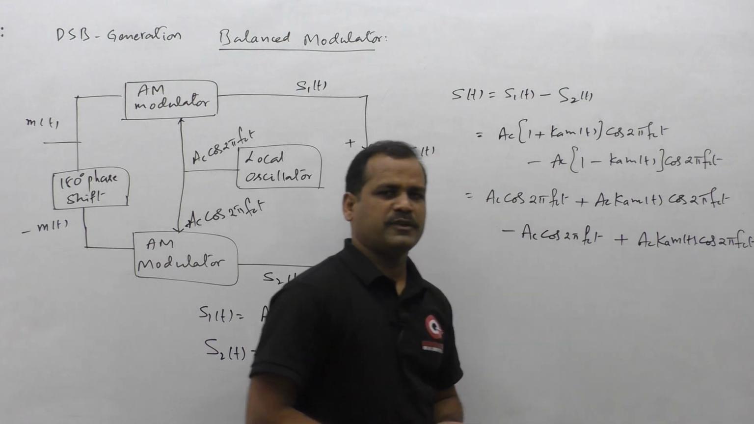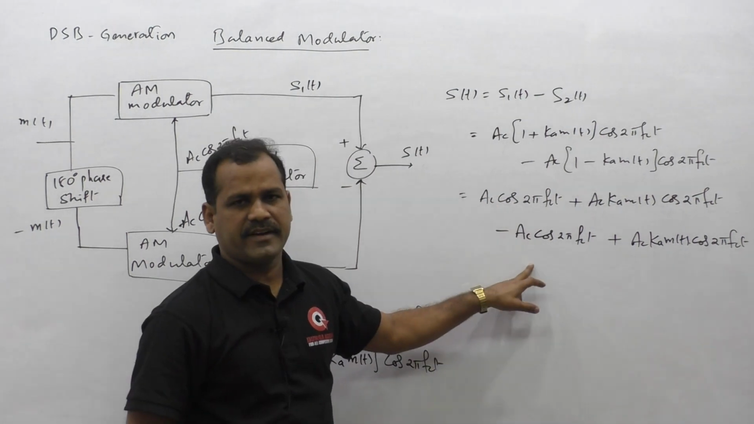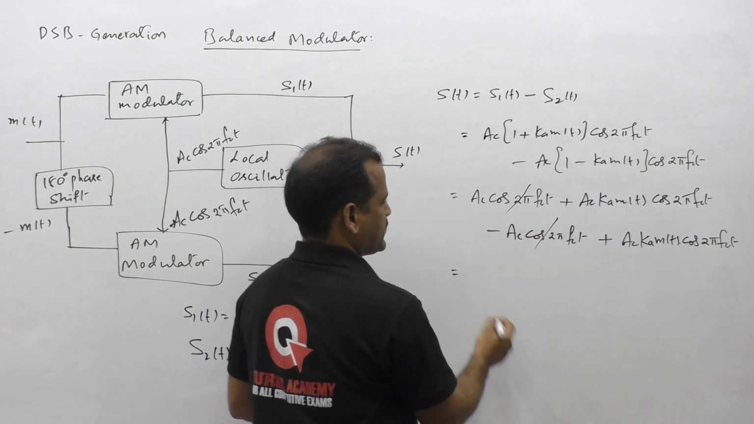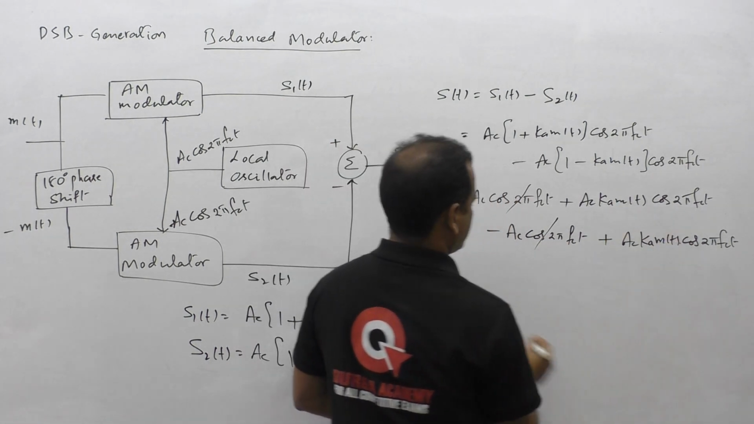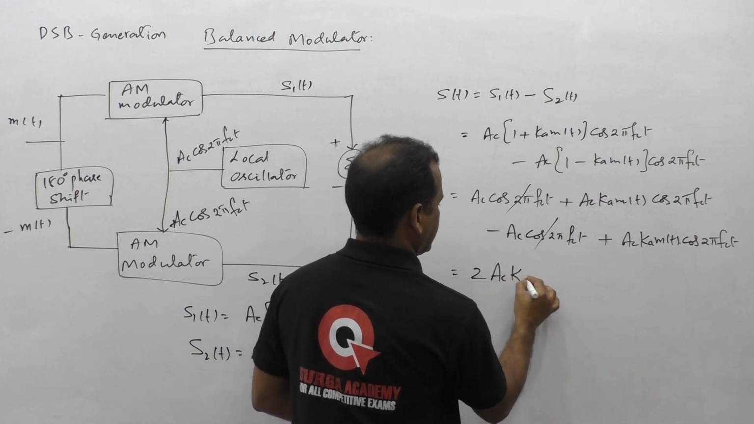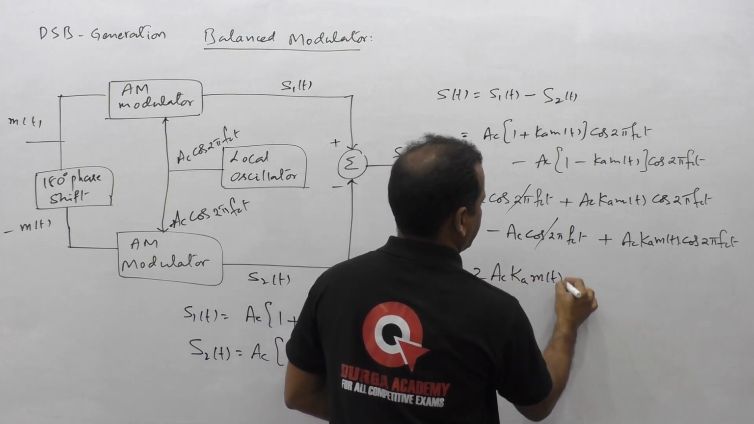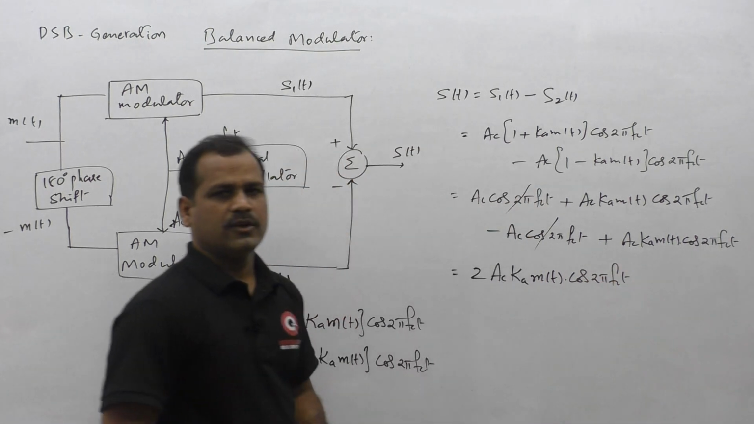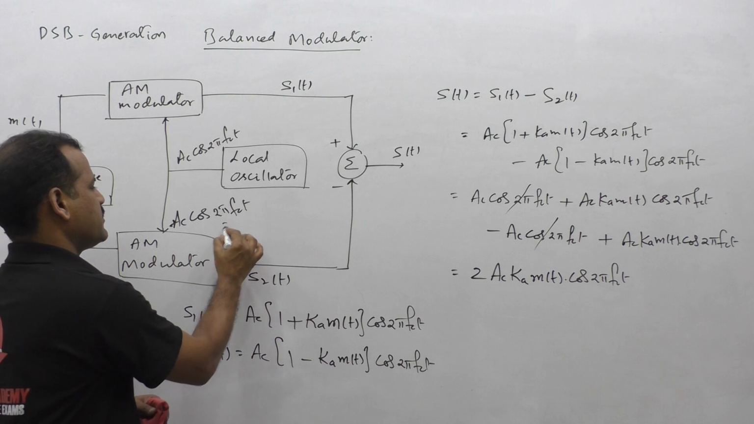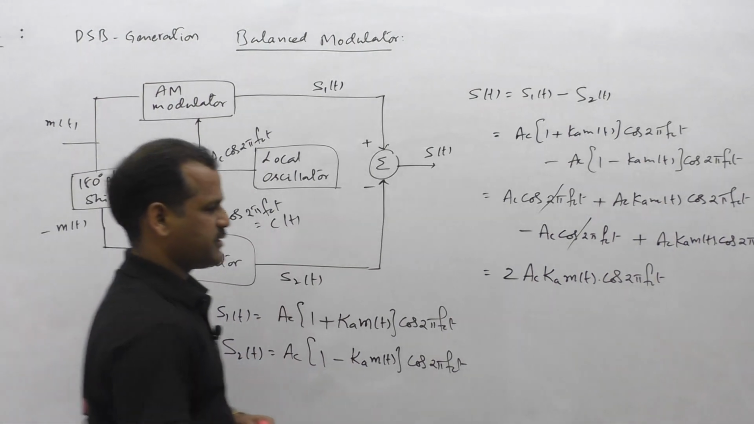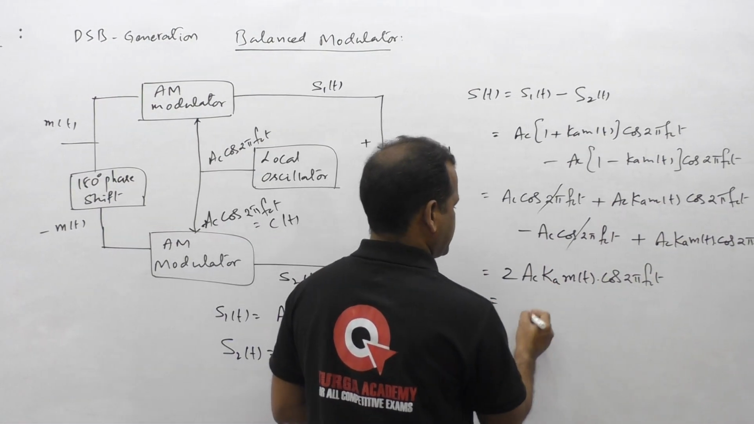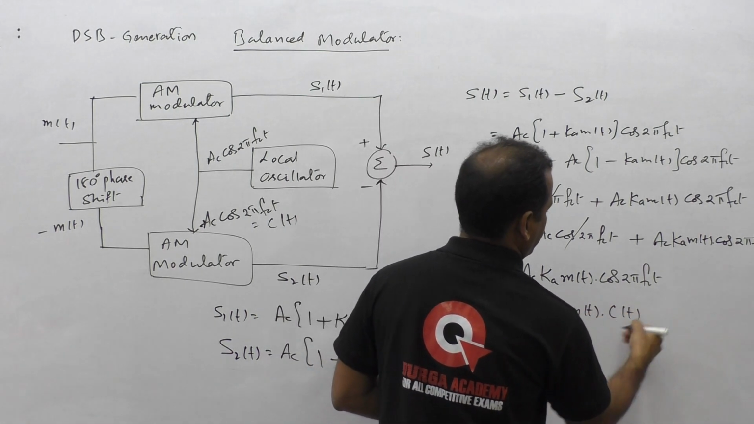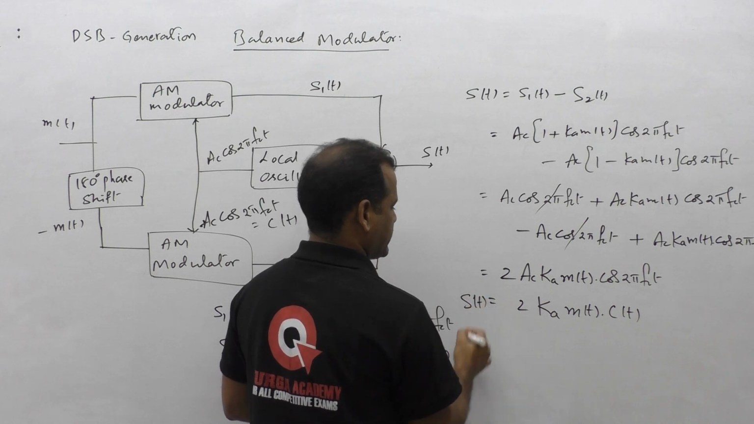Let us simplify this expression here. There is a cancellation of the carrier term here. AC cos 2 pi FCT and AC cos 2 pi FCT cancel, and this term is the same term, so that 2 times AC Ka m of t cos 2 pi FCT. So here AC cos 2 pi FCT is nothing but the carrier signal C of t, let us take. From that we can write this expression as 2 Ka m of t multiplied by C of t. This is the S of t expression.